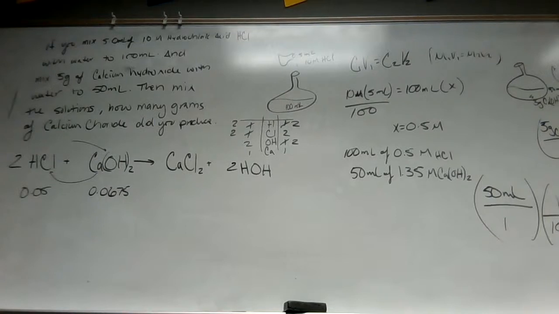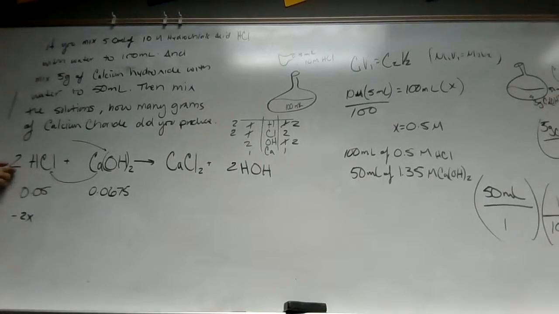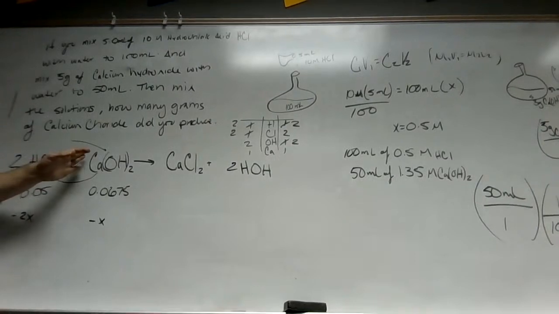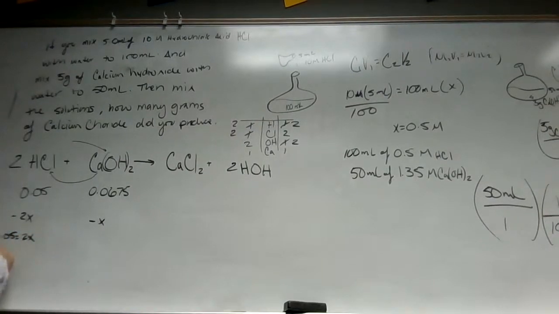This is often called an ICE table. 0.5 and 0.05 and 0.0675. Change: our coefficient, and we are removing it because it's minus x. Basically, we're putting this in units of the reaction. So for every one time this reaction occurs, we would need 2 HCl and 1 calcium hydroxide. And then we could solve.